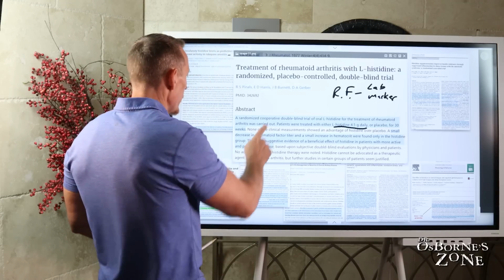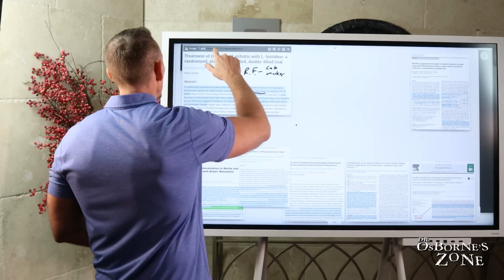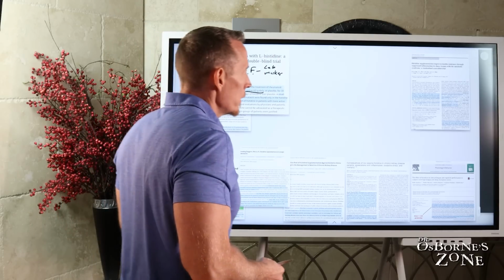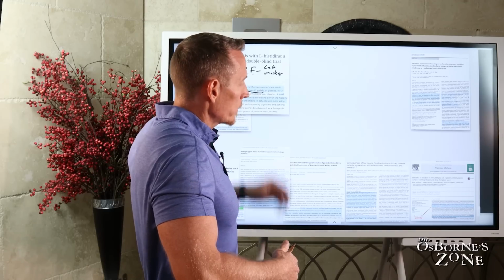So I'd love to see follow-up research being done on this, because one of the problems, as we know, with nutritional research is it's hard to get funding, because you can't patent L-histidine.